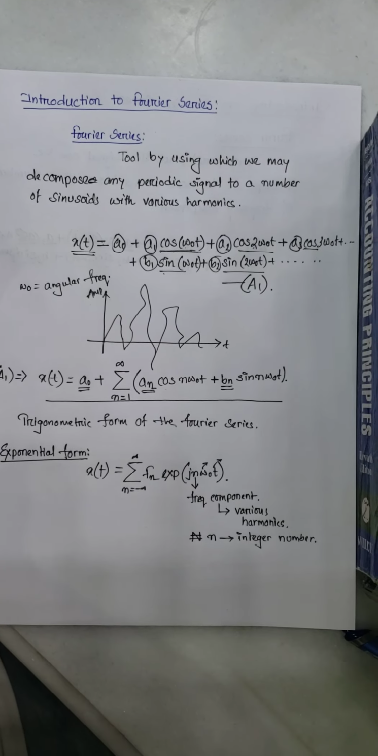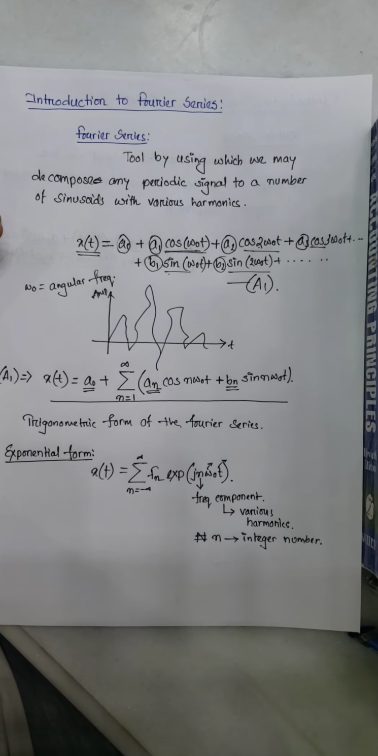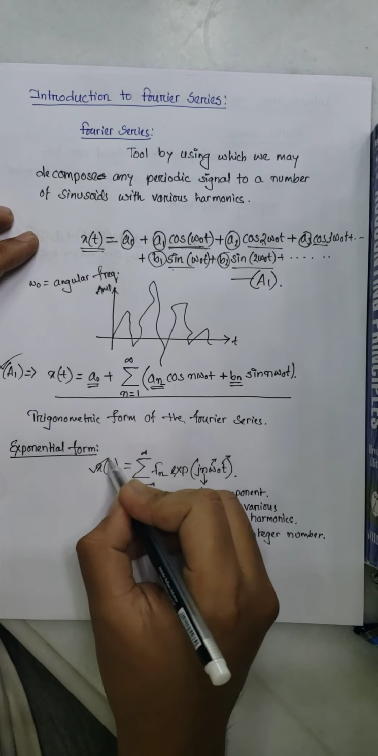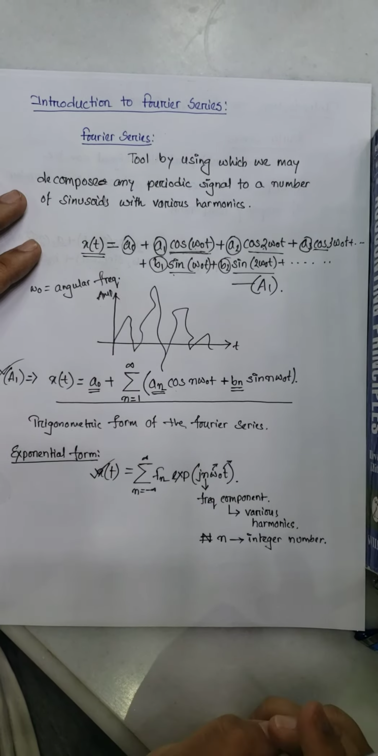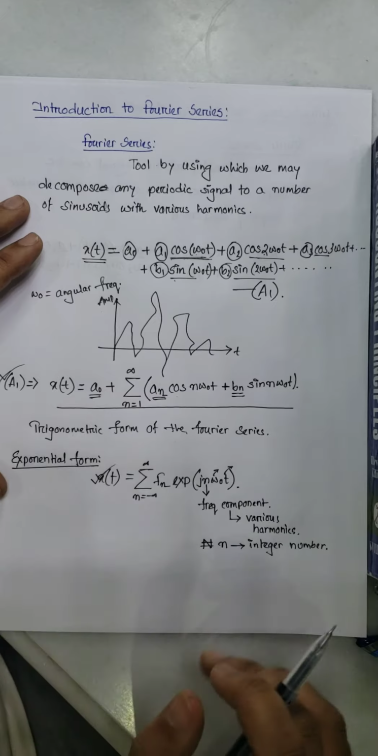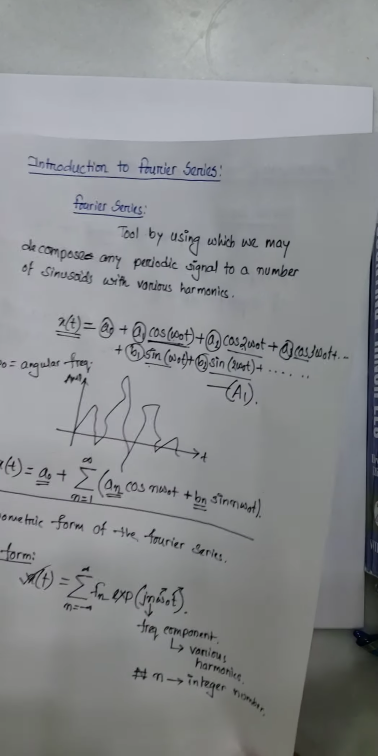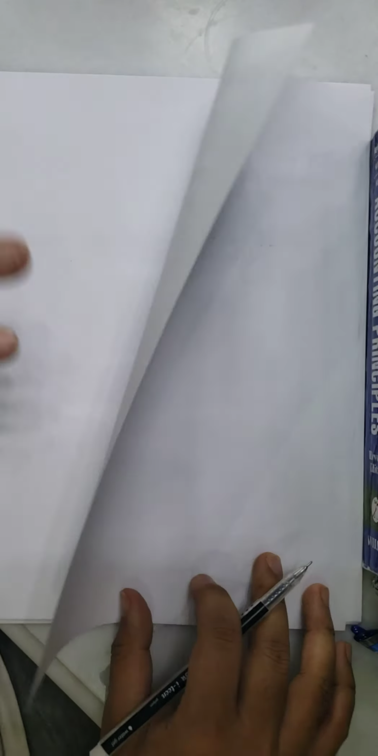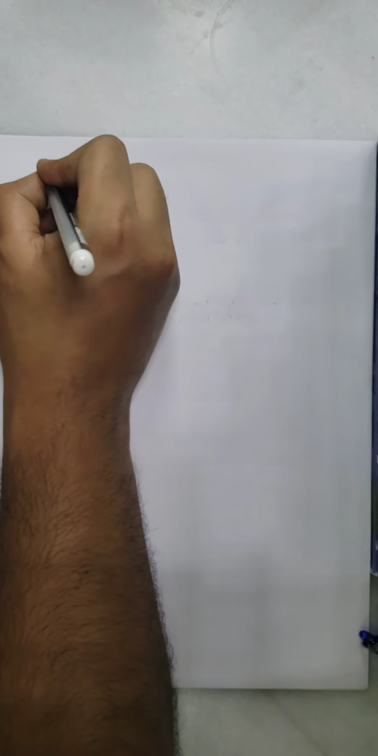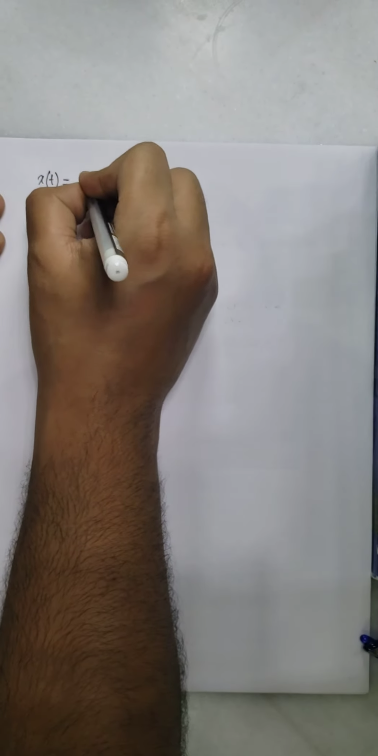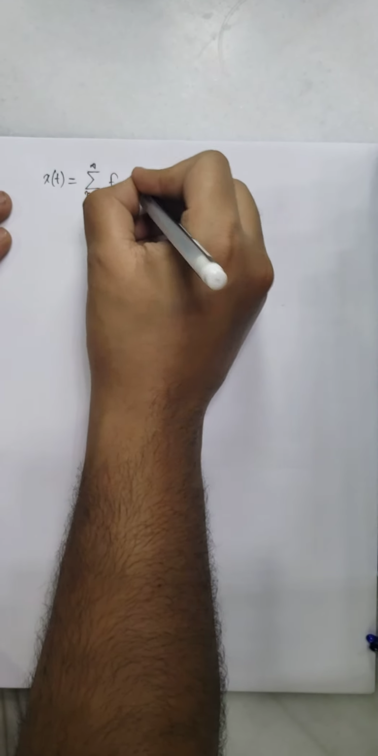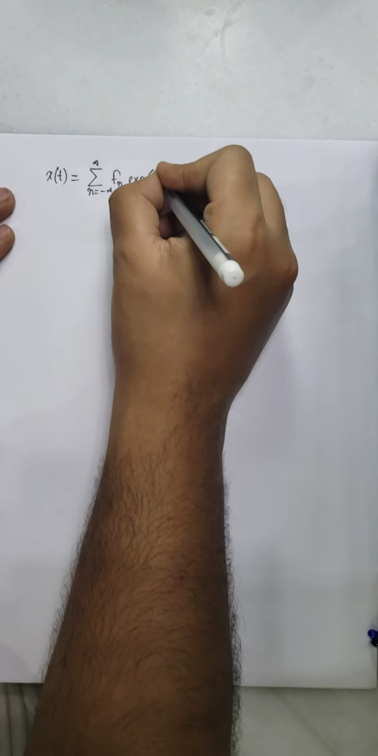Now, ladies and gentlemen, a question may arise in our mind: how are these two forms, I mean this one and this one, analogous? So we shall try and see the analogy between these two expansions, and let's start with the exponential form, that is x of t equals summation of n tends to minus infinity to infinity f of n exponent of jn omega naught t.